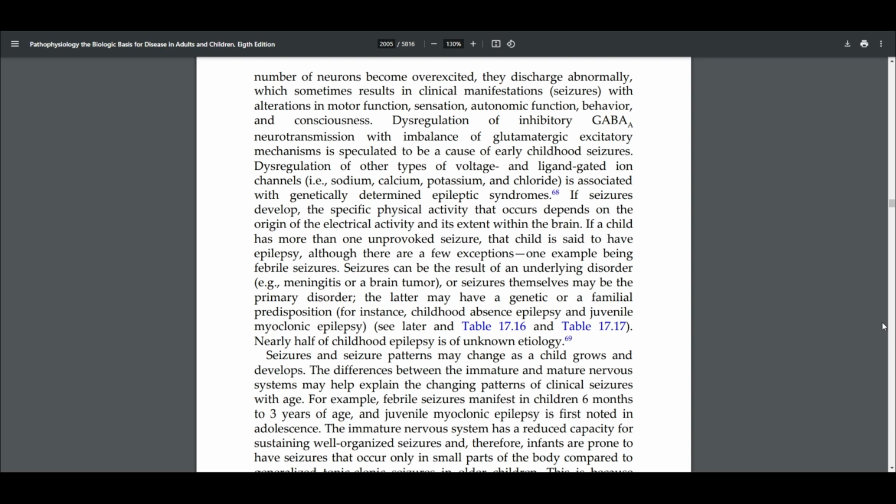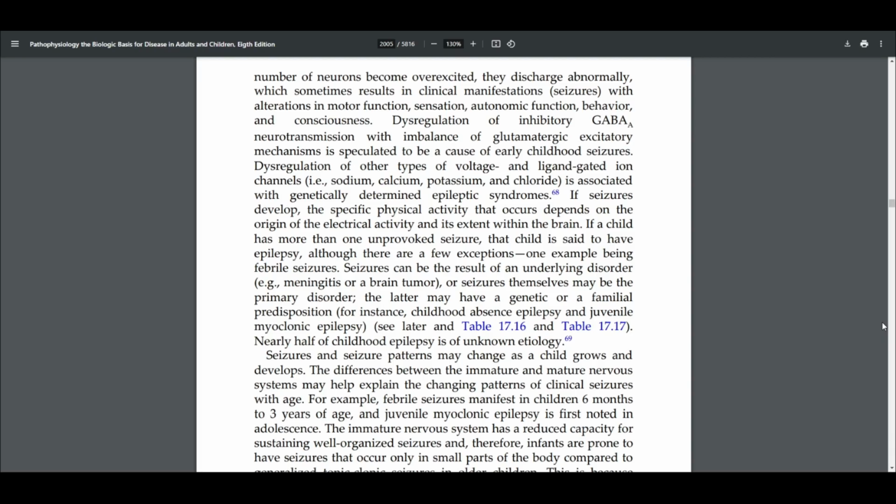Dysregulation of inhibitory GABA neurotransmission with imbalances of glutamatergic excitatory mechanisms is speculated to be the cause of early childhood seizures. Dysregulation of other types of voltage and ligand-gated ion channels is associated with genetically determined epileptic syndromes.